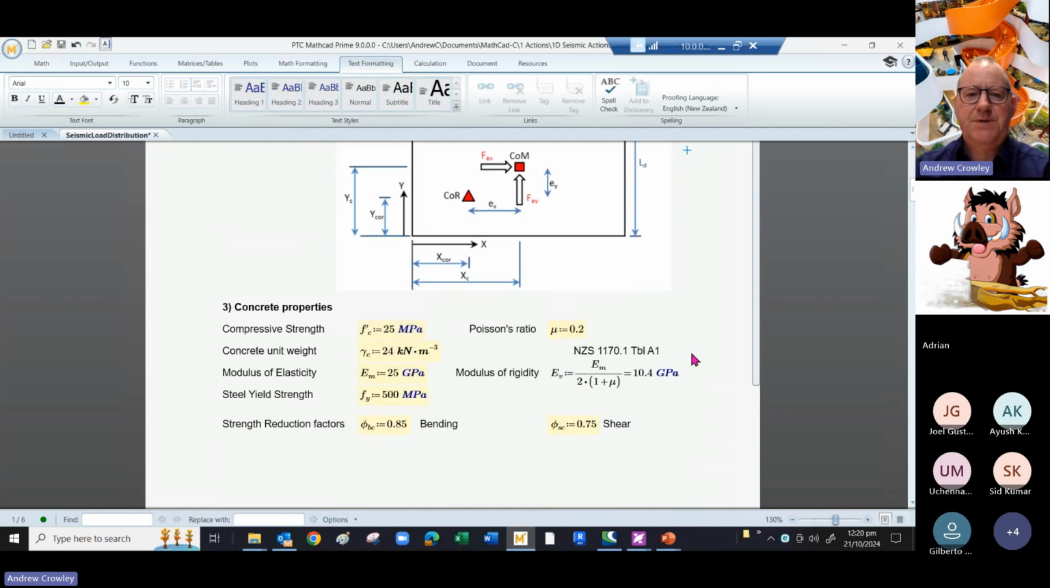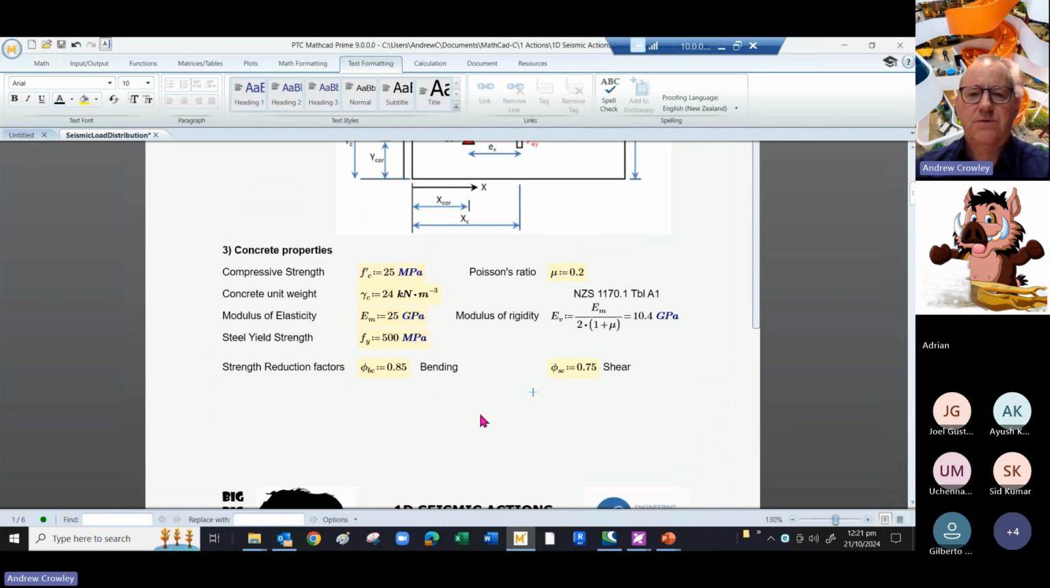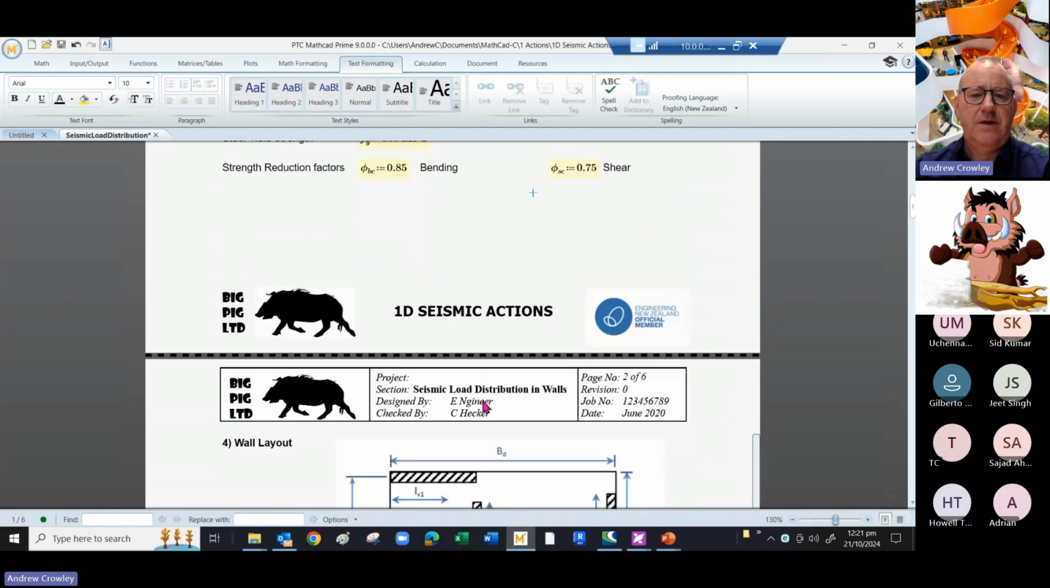We put in some properties for the concrete grade, and the modulus of elasticity is 25 GPa, and the modulus of rigidity as 10.4 GPa, which we're now deriving from the modulus of elasticity. We put in our strength reduction factors as required, and then we move on.